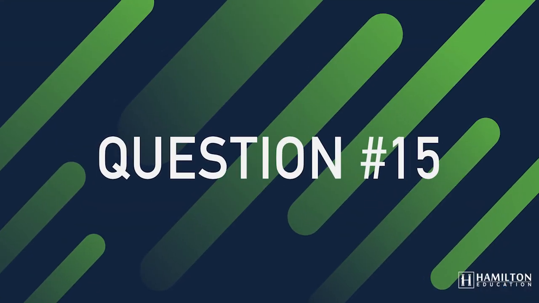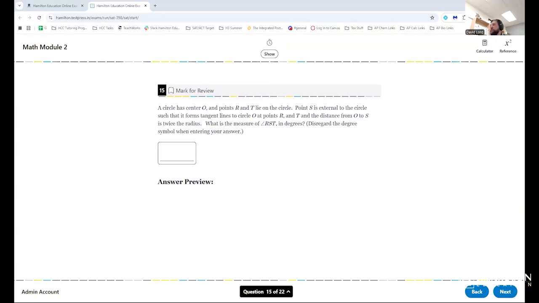Question 15. So for question 15, we have a circle with center O and points R and T on the circle. Point S is external to the circle, such that it forms tangent lines to the circle O at points R and T, and the distance from O to S is twice the radius. All right, there's a lot going on there. So let's start breaking it apart.